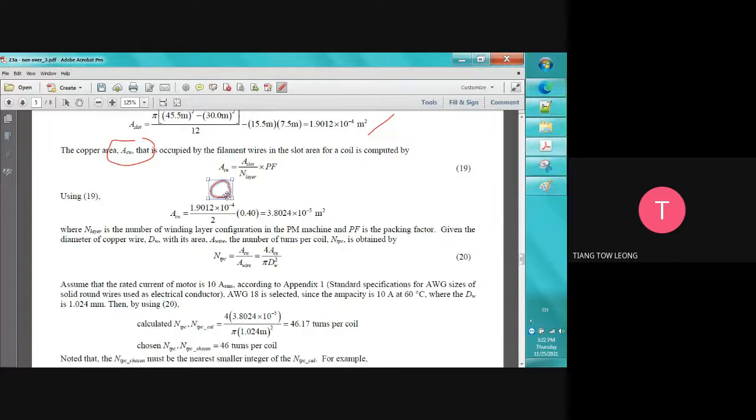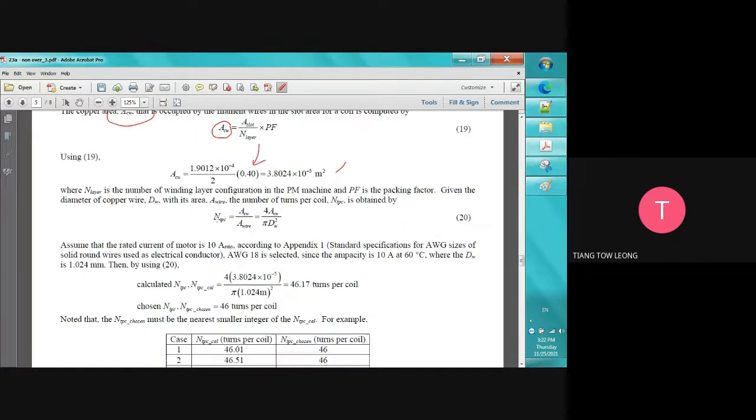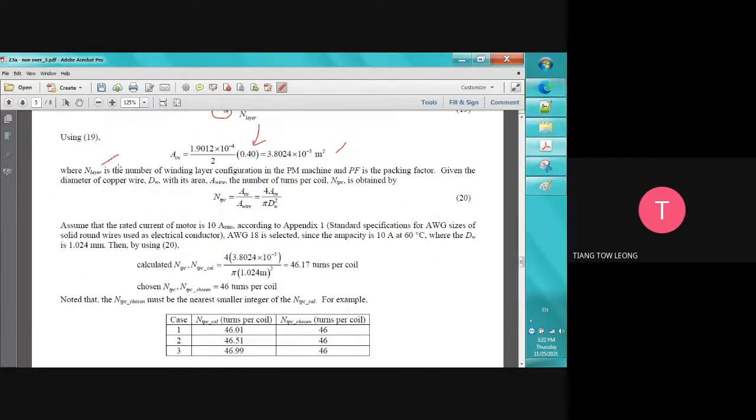So we just proceed by using all the values. Then we have the copper area. And then the number of layers is the layers of the winding, and PF is the packing factor. Given the diameter of the copper wire D_W, A_W is the area of the wire. So the number of turns per coil is obtained like this.